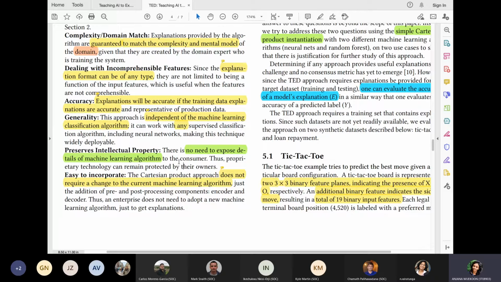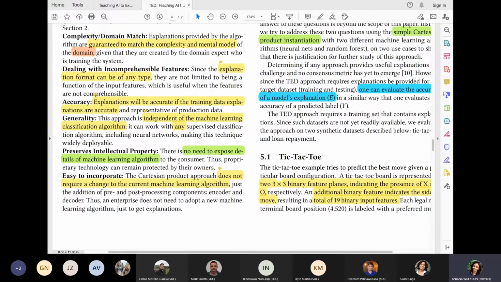Easy to incorporate. They claim the Cartesian product approach does not require change to the current machine learning algorithm. I don't 100% agree here as well. It's not easy to incorporate a new explanation because you have to change the output of the supervised learning algorithm. The main feature of supervised learning algorithms is that you have a fixed set of outputs. So if you train a model where you have 2 outputs and 3 explanations, you end up with 6 outputs, but it's fixed after you learn the model. So I don't think it's as flexible as they claim it to be.